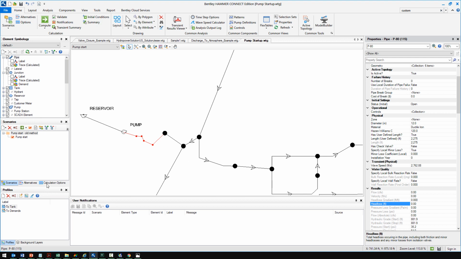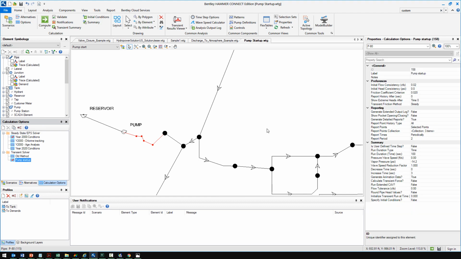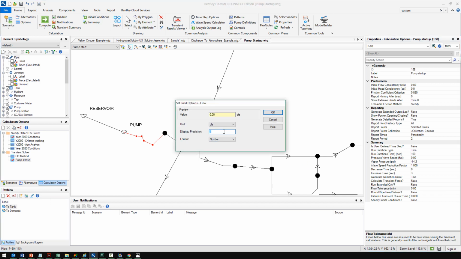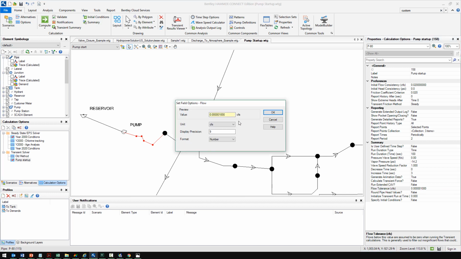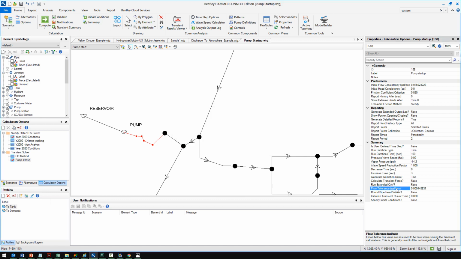And this is based on a calculation option here under Transient Solver. You'll notice there's a flow tolerance. Let me add some decimal places to this. So this is the flow below which it uses a different method to come up with that friction factor, and basically considers that pipe as having zero flow. So if the flow is above this value, let me put this in gallons per minute. So it's a very small value, but basically if the flow is less than this value, then it directly converts the Hazen-Williams C to a Darcy-Weisbach F.